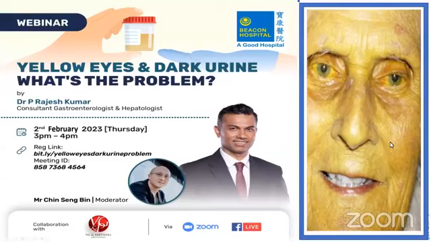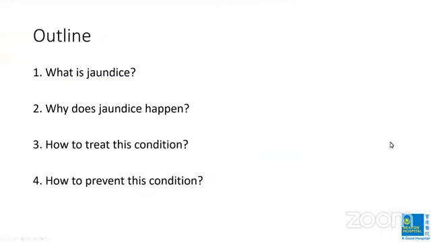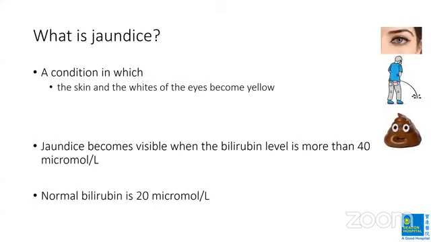Okay. All right. Now let's move on to our first slide. So this is the outline of my talk. We're going to be looking at what is jaundice, why does it happen, how do you treat this condition, and how do you prevent this condition. All right. Let's move on to the next slide.